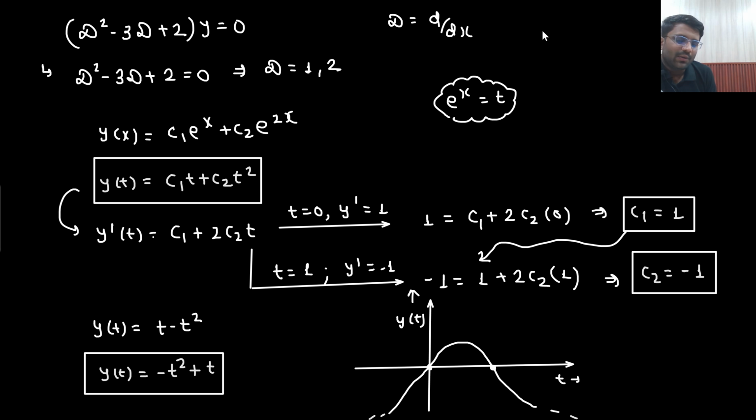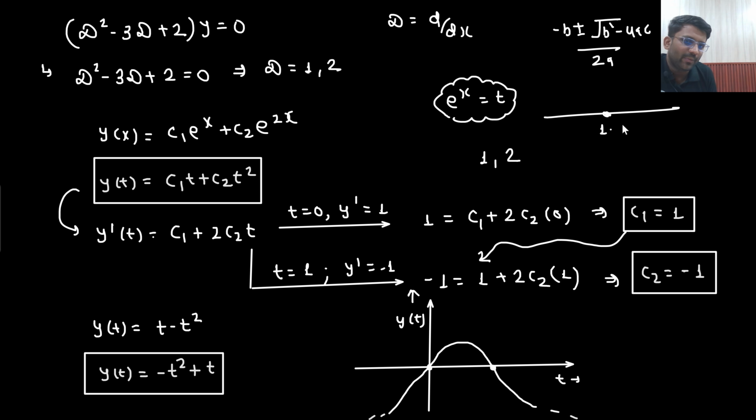What are the roots of a quadratic equation? Basically they are the points where the function becomes 0. The roots are minus b plus minus under root b square minus 4ac upon 2a. Aren't they symmetric about some point? If you see carefully, let's say we are getting roots 1 comma 2. So aren't they symmetric about 1.5? From 1.5, one root is 0.5 away, and the other root is 0.5 away.